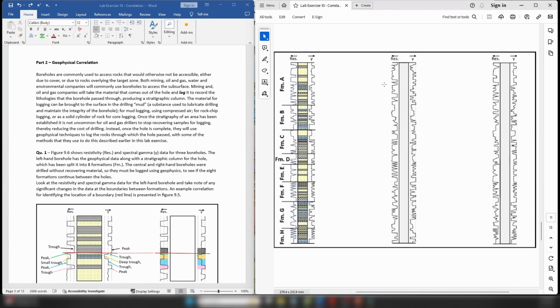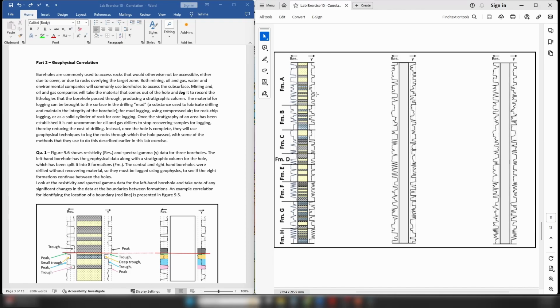And so in situations like this, what you will instead do is drill your borehole and then pass your geophysical tools down the borehole to analyze the properties of the rocks. And then what you can do is look at the properties of the rocks and compare them to the properties of the rocks from the location for which you have a complete stratigraphic section.